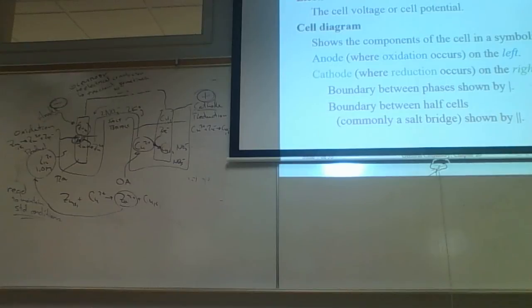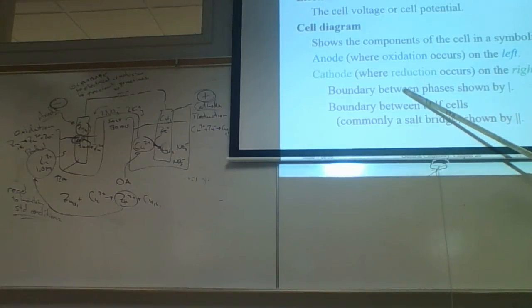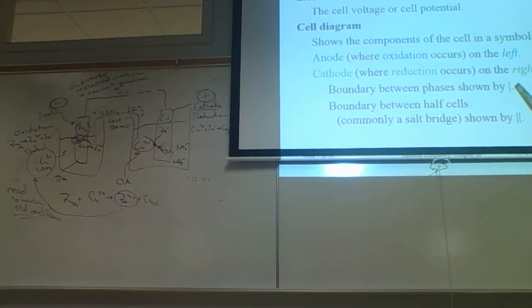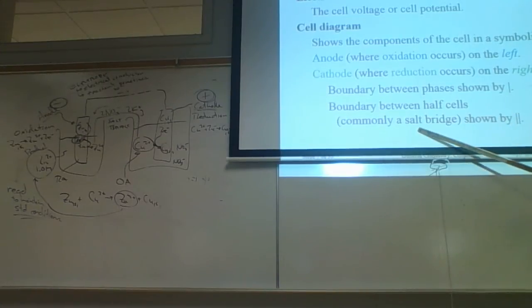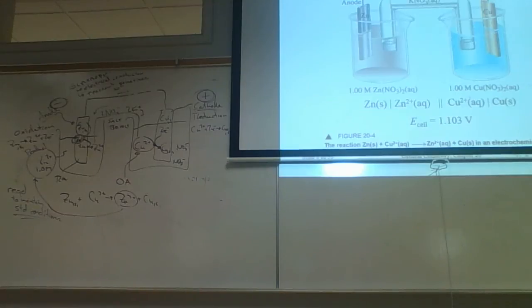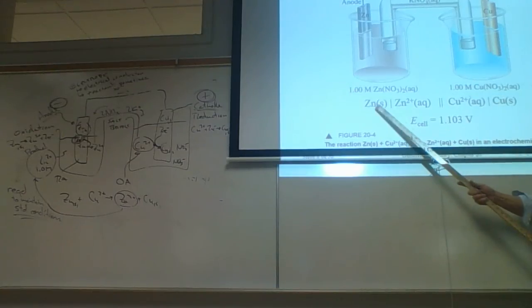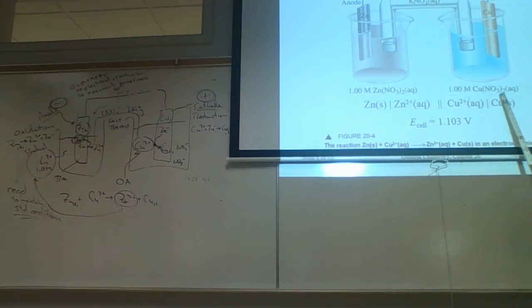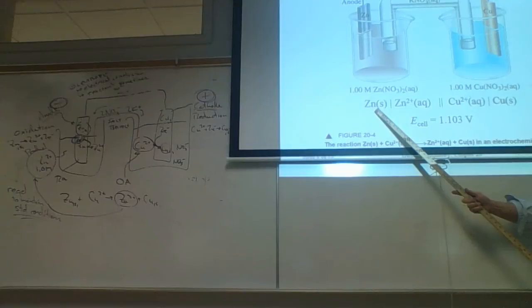Let's take a look at a cell diagram. But there are two more symbols you need to know. A single vertical line shows a phase change or boundary between phases. If we see a double line like this, this indicates the salt bridge. And so the cell that we just drew here can be represented by this. This is called the cell diagram.